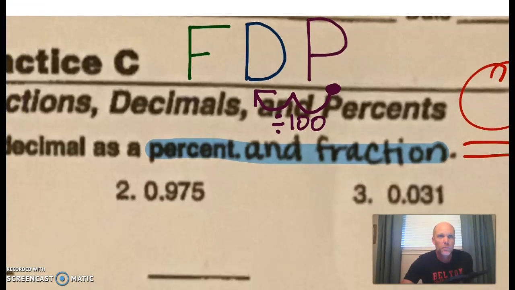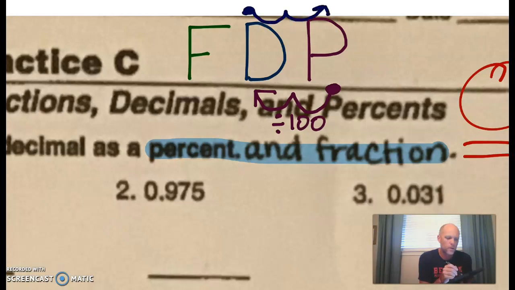Sorry, I'm moving my screen up a little bit. There we go. Mathematically, what do we do to change a decimal to percent? We don't divide by 100, we multiply by 100. But the trick is to just move the decimal to the right twice, which means we're multiplying by 100. Okay?